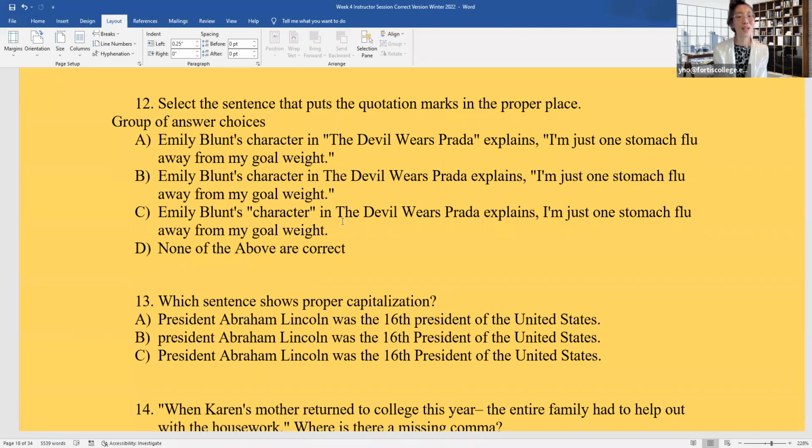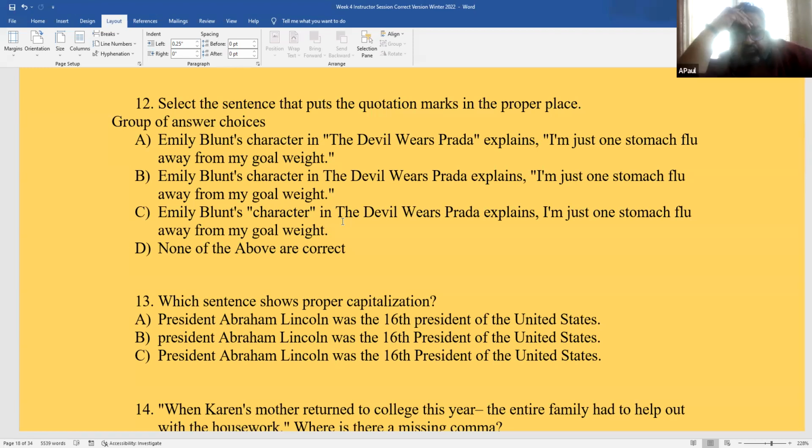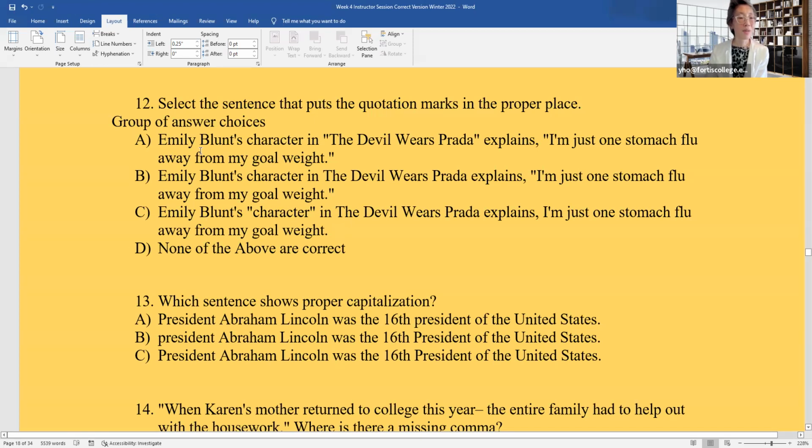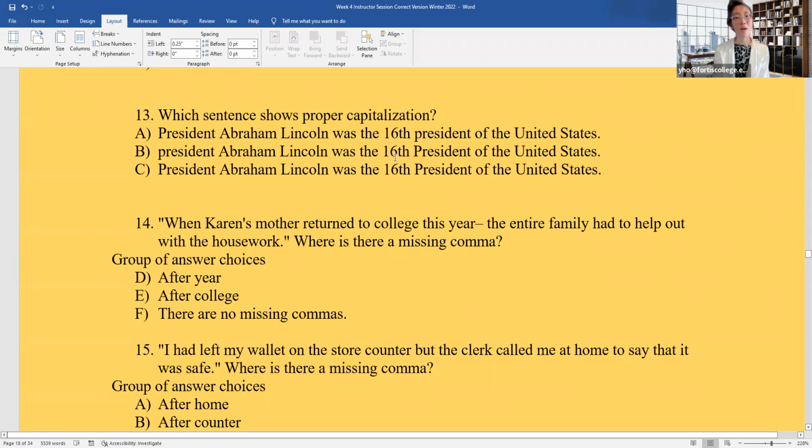Anyway, so we select the sentence that puts the quotation marks in the proper place. Which is the correct sentence? A, B, C, or D? Okay, so it's none of the above, yes. Emily Blunt's character in The Devil Wears Prada, that's not right, because in all of these, The Devil Wears Prada needs to be italicized. Since it is not italicized in any of these sentences, none of these are correct. Good. Which sentence shows proper capitalization? A, B, or C? It's C.